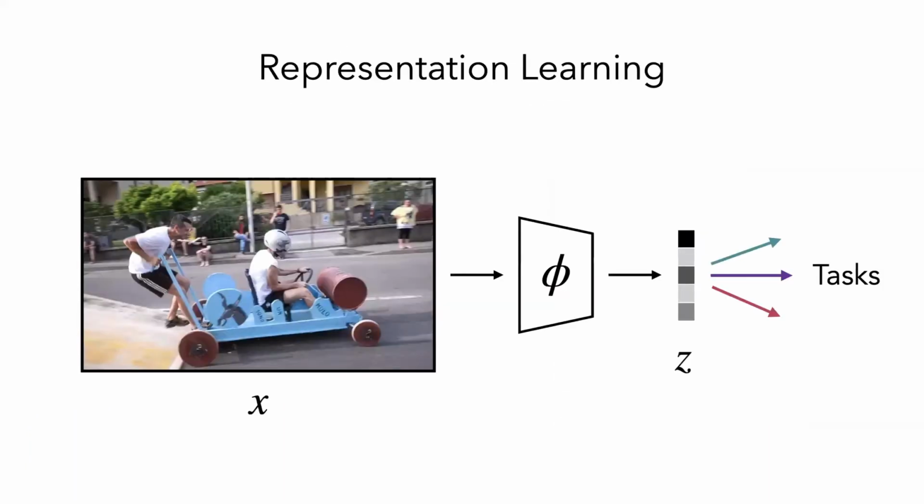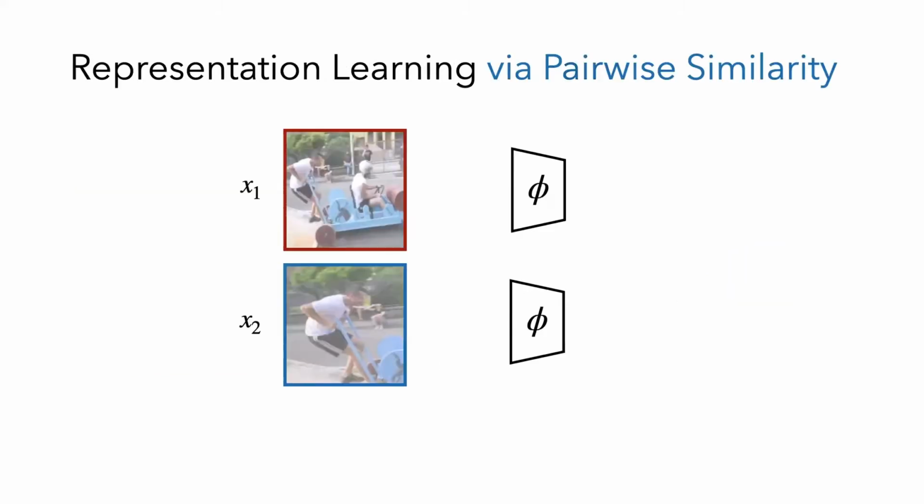The goal of representation learning is to learn to describe data from the environment in a way that's useful for downstream tasks, each of which might require different information. A simple and popular approach for representation learning is modeling pairwise similarity. So for example, given x1 and x2, which are inputs that are known to be similar in some way, the objective is to maximize the similarity of their latent representations under our model.